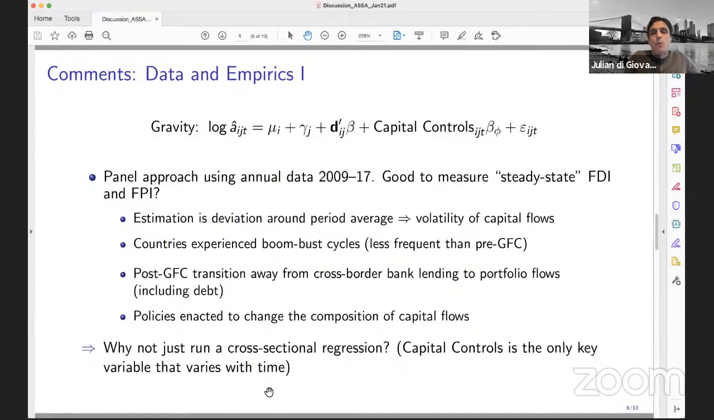So maybe one way to avoid all these questions, and also given that they're using instruments that don't vary with time, why not just run a cross-sectional regression? Particularly since capital controls is the only key variable that varies with time.